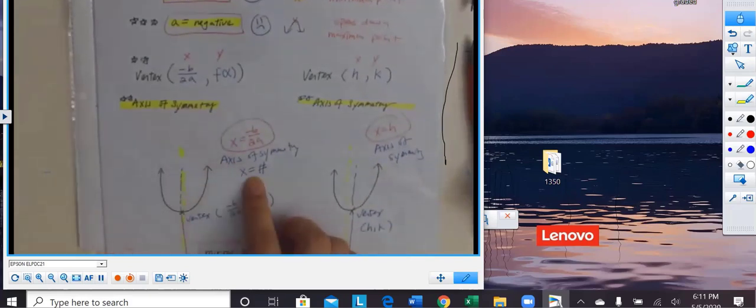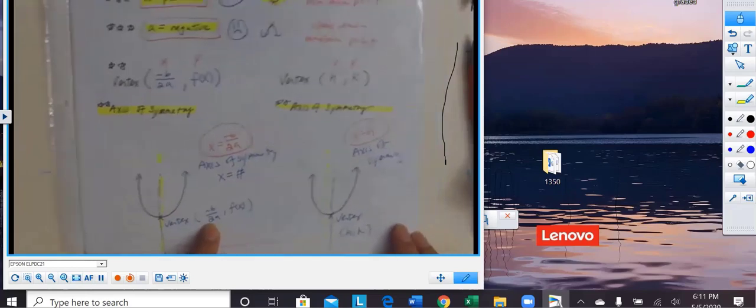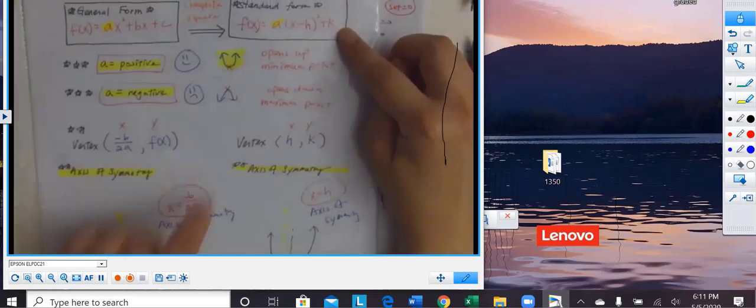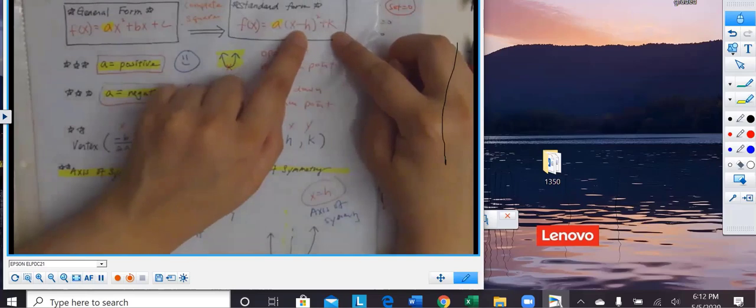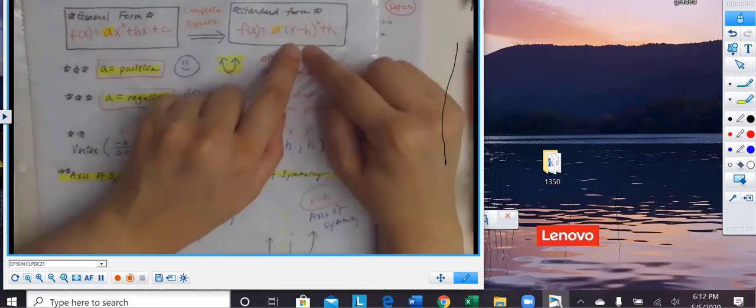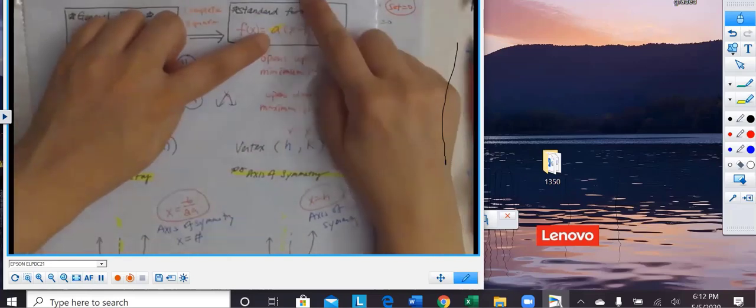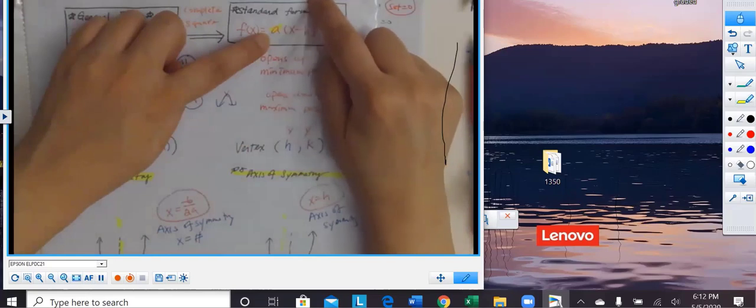Because it's a vertical line, it has to be x equal to some number, and it goes through the vertex, so it's x equal to whatever the vertex x value is. And if you have the standard form, this is related to the transformations. If you have a negative in front, the whole y value would be negative, so you flip the graph. First of all, it's reflecting.